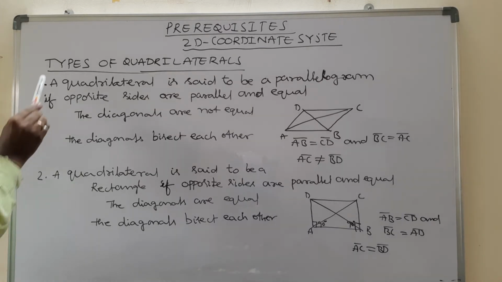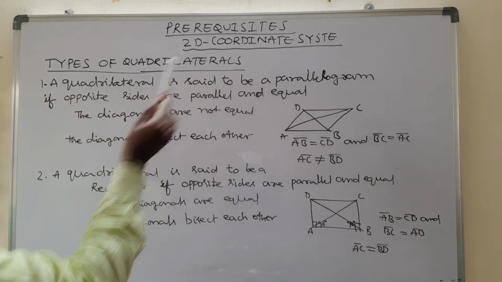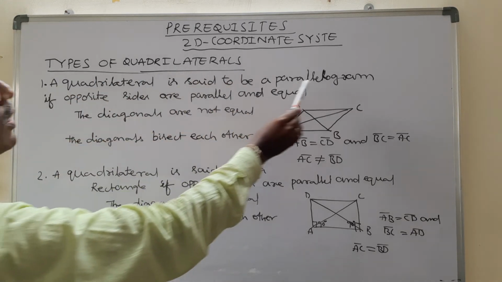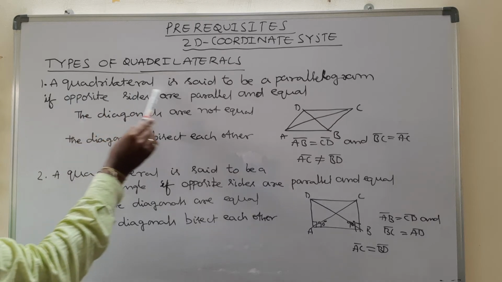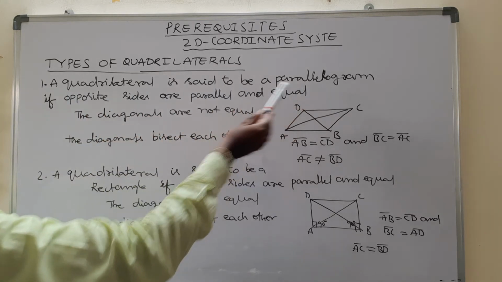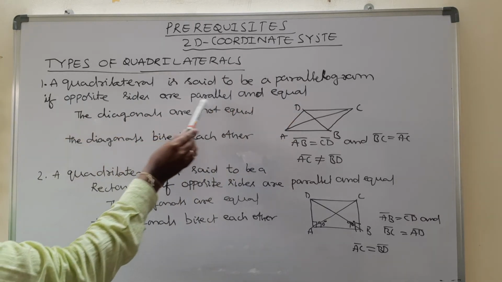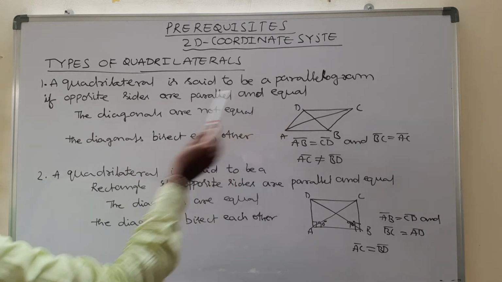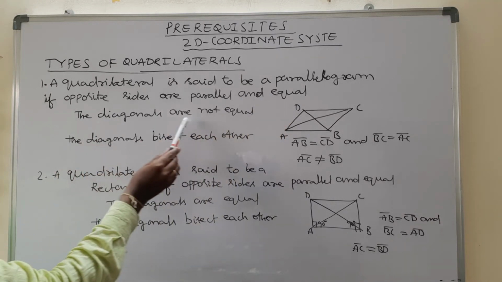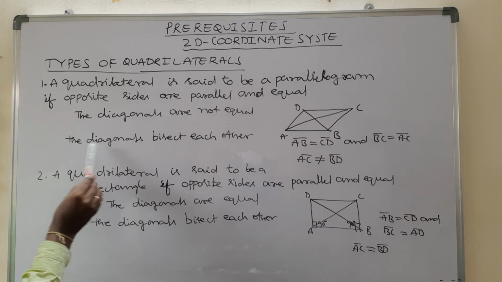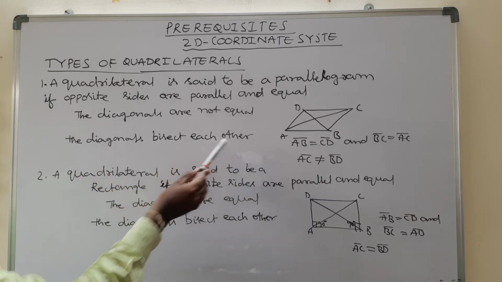Next, discuss about types of quadrilaterals. First one, parallelogram. A quadrilateral is said to be a parallelogram if opposite sides are parallel and equal. In this, the diagonals are not equal. The diagonals bisect each other.